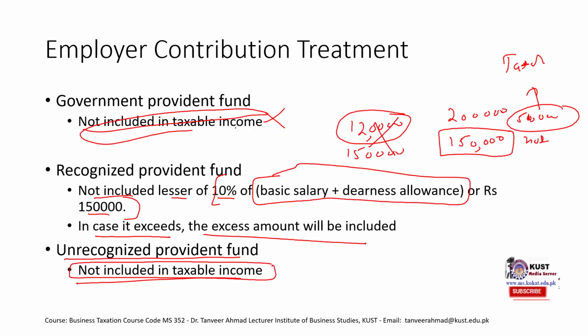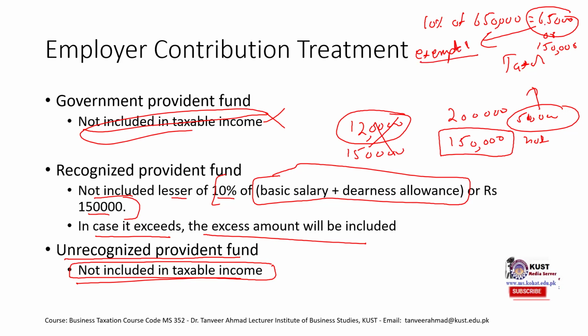Let's go towards this slide. In case of recognized fund, lesser of 10% or 1,50,000 would not be included, right? It would not be taxable. So 10% of salary, which is 6,50,000, is 65,000, or 1,50,000. Whichever of these is lesser, this one is lesser. This is exempted. What do we mean by exempted? Tax would not be calculated on this one.